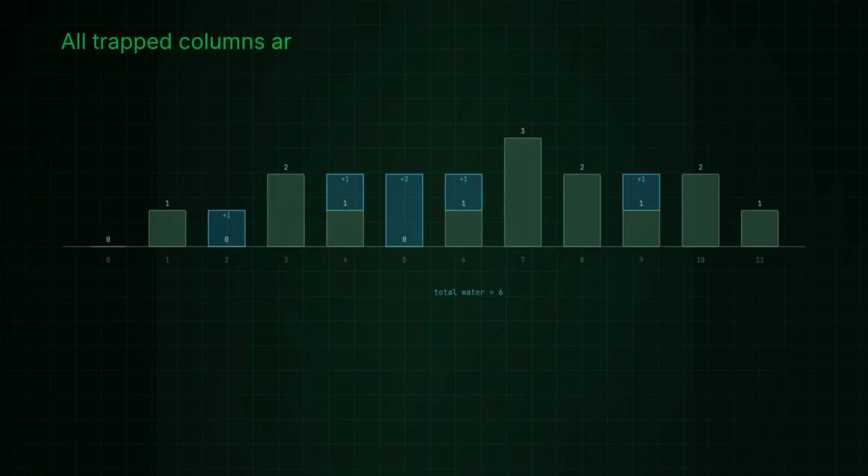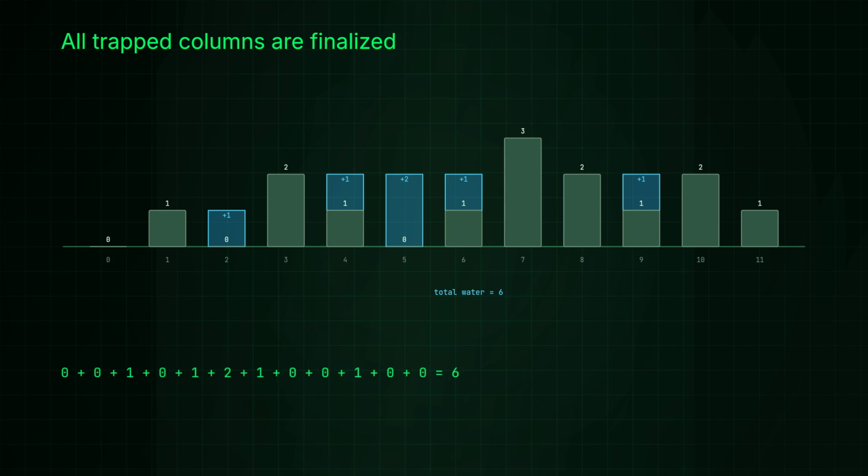The pointers have met. Every position has either been finalized from the left or finalized from the right. The per-index water amounts are 0, 0, 1, 0, 1, 2, 1, 0, 0, 1, 0, 0. Adding them gives 6. Return 6.